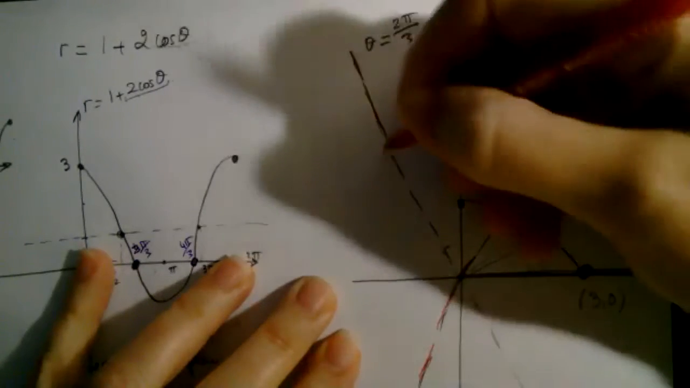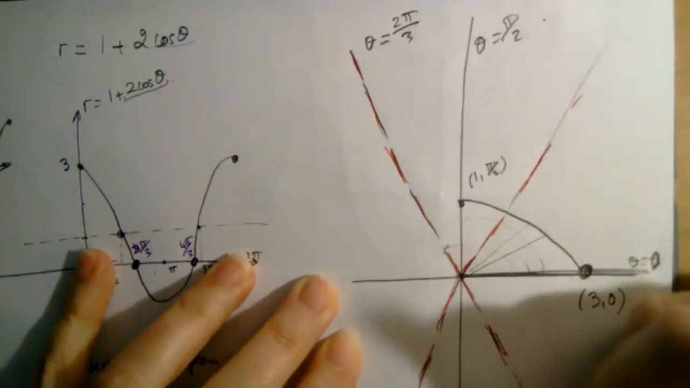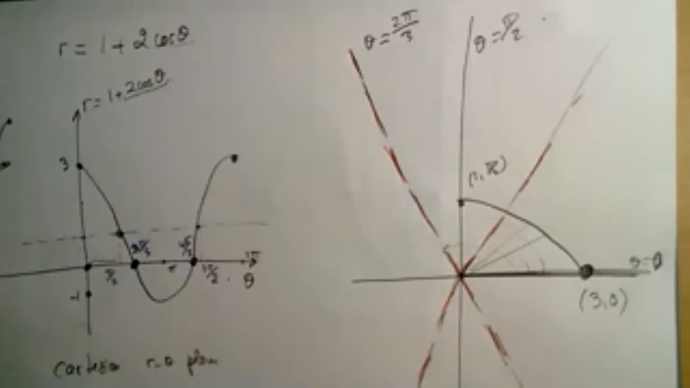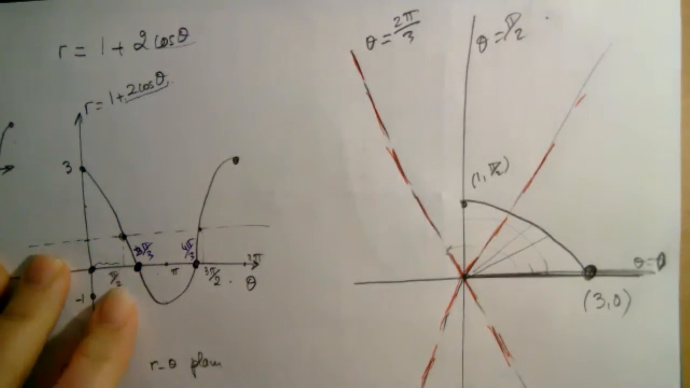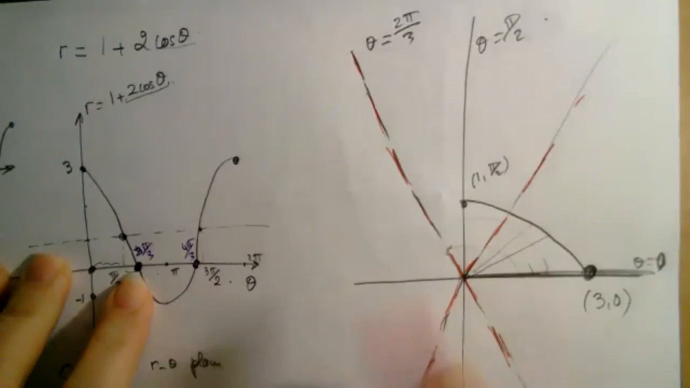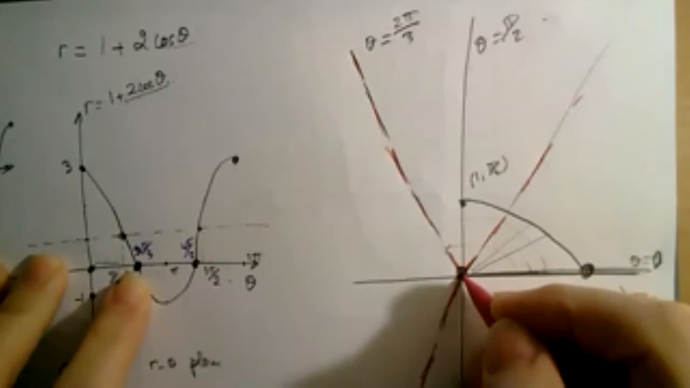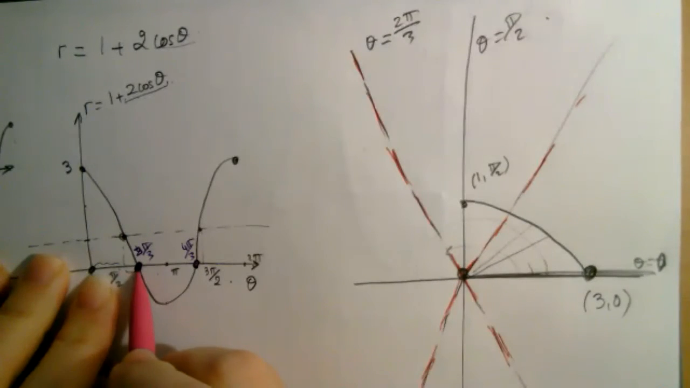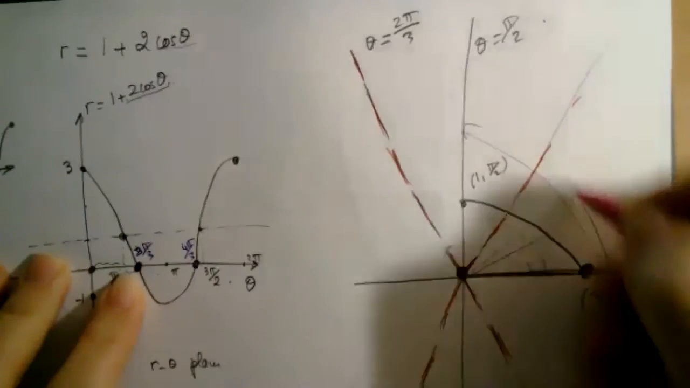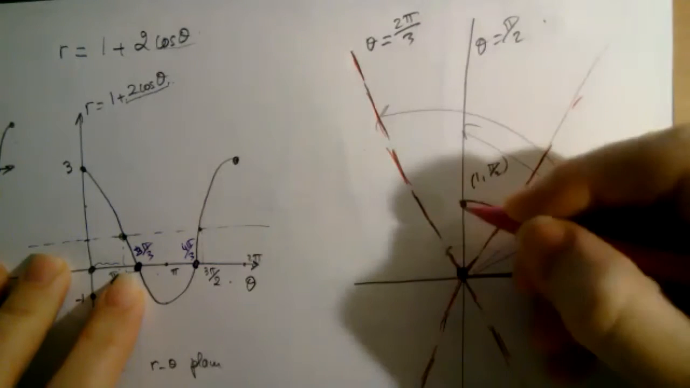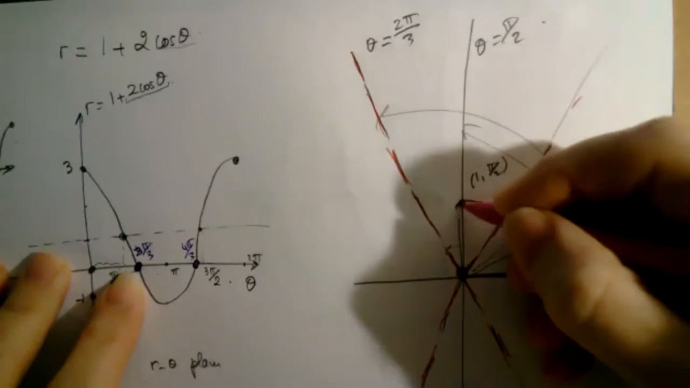And those also in red, so I can focus more. Now, between pi over 2 and 2 pi over 3, I stop when r is 0. At 2 pi over 3, r is 0. Between pi over 2 and 2 pi over 3, it means as r goes from here all the way to here, my r, this distance, is decreasing.